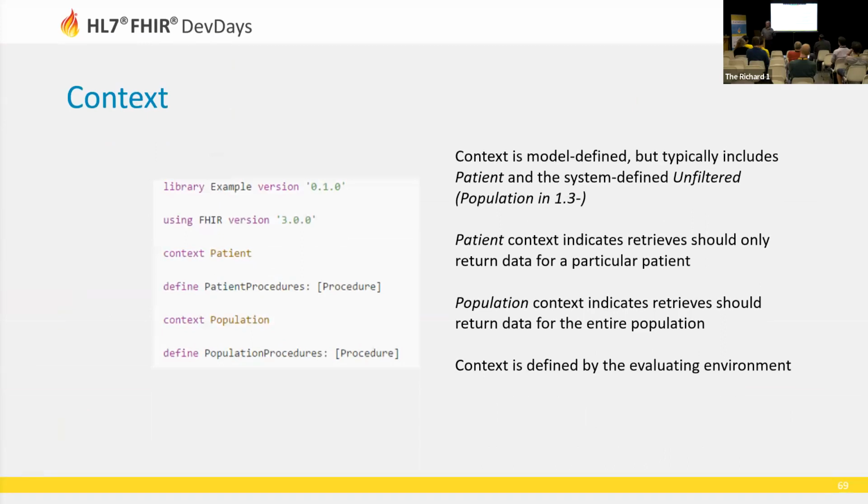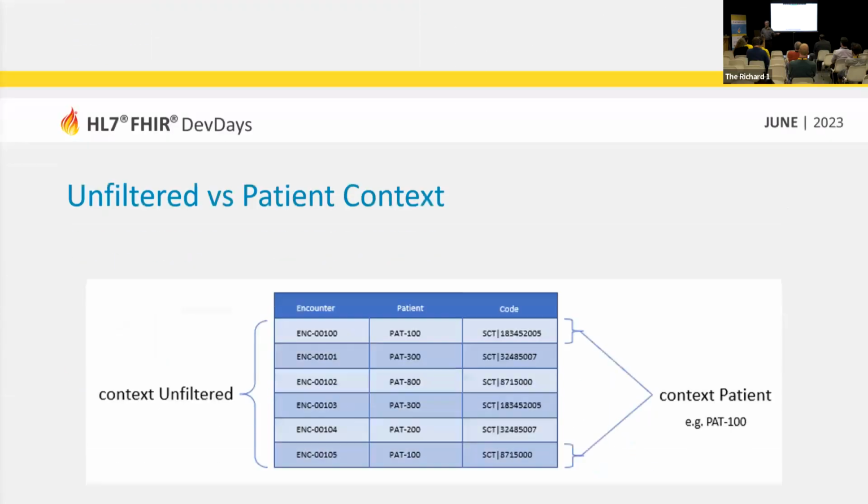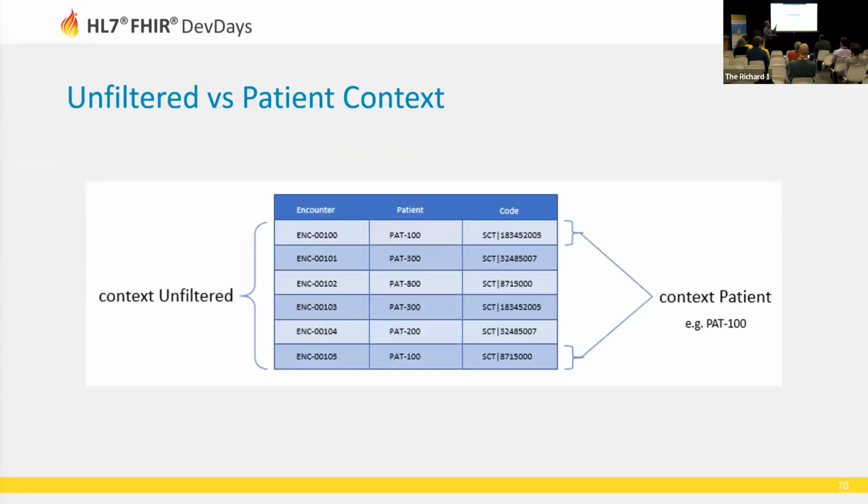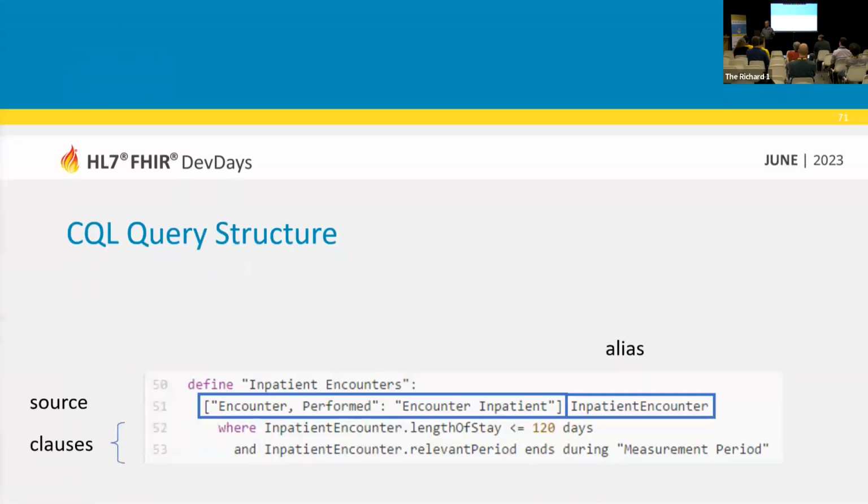So then a word about context. The context is model defined, but it typically includes patient and the system defined unfiltered, right? So you can write unfiltered CQL, but then it's like you're writing against the entire database. Typically we see context patient, which means that your expression is from the perspective of a single patient. So you can think of it as unfiltered, you're accessing all the encounters, but if you're in patient, then you're accessing only the encounters for a specific patient. And it's up to the data access layer to tell you about that. All right, almost there. I'm going to fly through these queries.